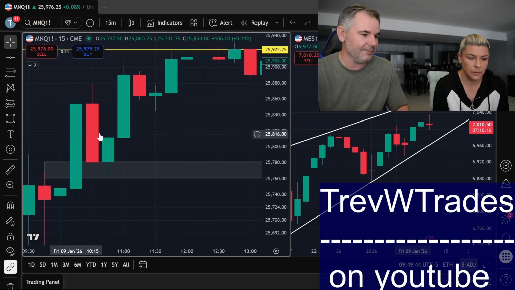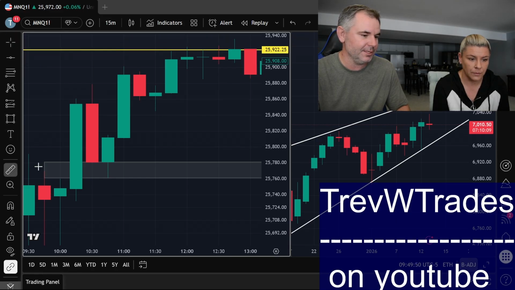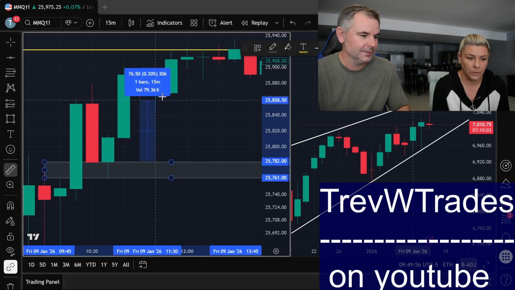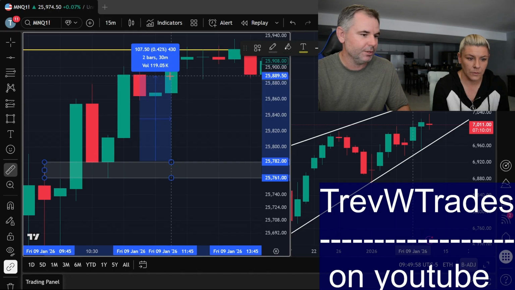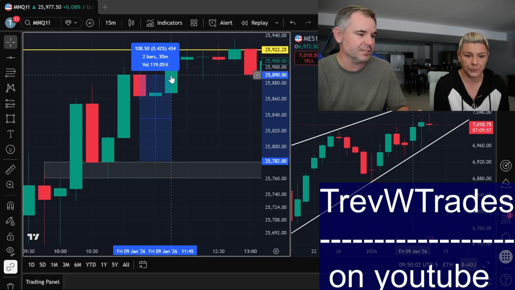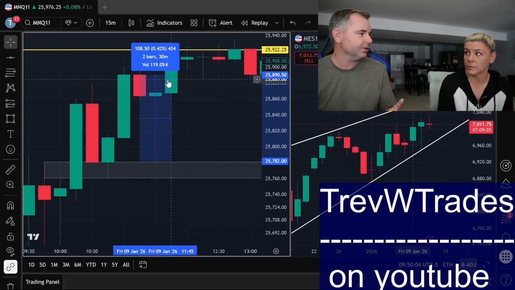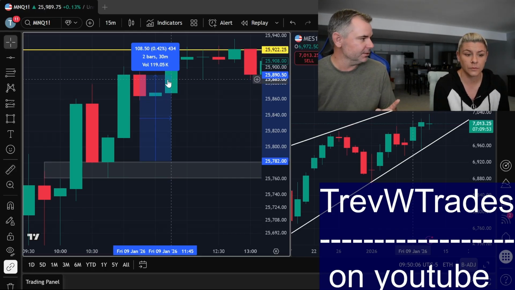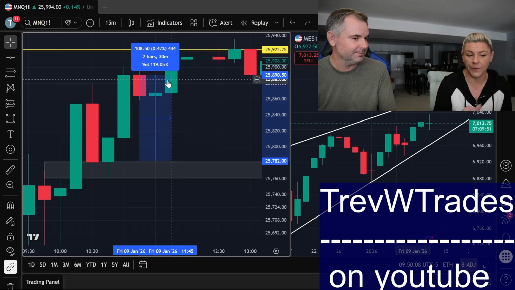If you had to sit in this for 30 minutes, each candle is 15 minutes. Realistically, even if you didn't quite get the tap, that's 100 points. So for just the smallest position size possible, even with one little micro, you would have made $200. And you have that 15 minutes on each candle to do what you want to do.